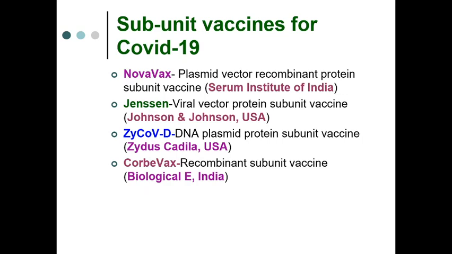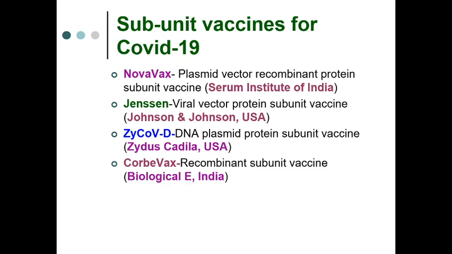A recombinant protein is nothing but a protein unit of the virus. It is probably the spike protein of the virus, which is used as the candidate, and the gene for that was cloned in the plasmid vector, and Novavax is the trade name of the vaccine.